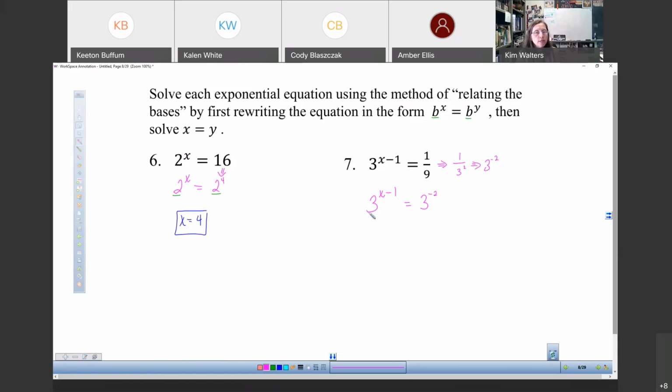Okay. So now I have the bases that are the same. I have 3 and 3 here. So that means I can take the exponent of x minus 1, and I can set that equal to negative 2. So x minus 1 is equal to negative 2. Add 1 to both sides. I get x is equal to negative 1. And that is my final answer.